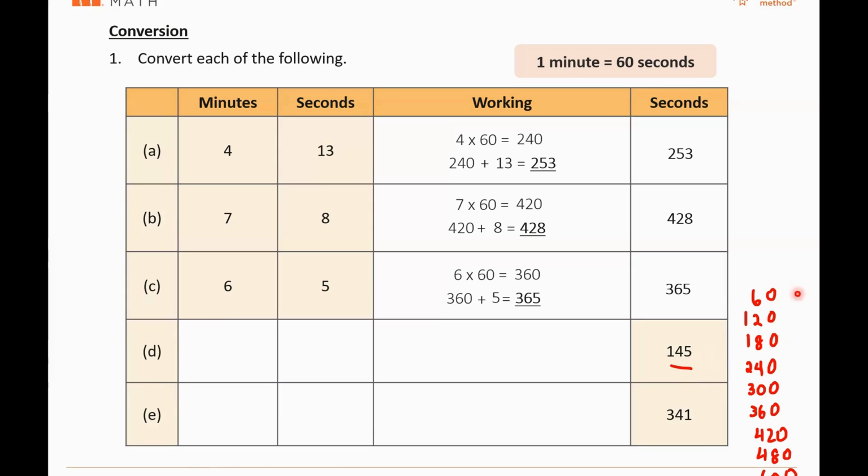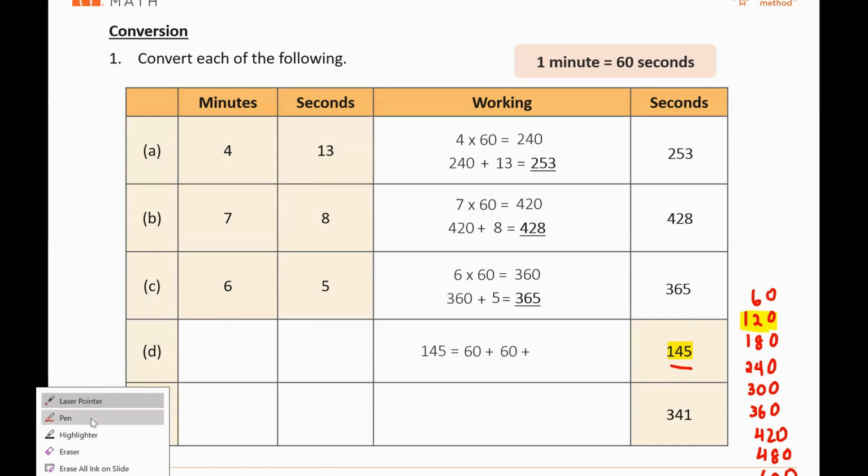Okay, so if I look at my list, I can see that the closest is 120. The closest number is smaller than my 145, which means that you have 2 minutes. Remember, every 1 minute is 60 seconds. So I have 2 60s. 60 plus 60, 120. Then how do you find the remainder?